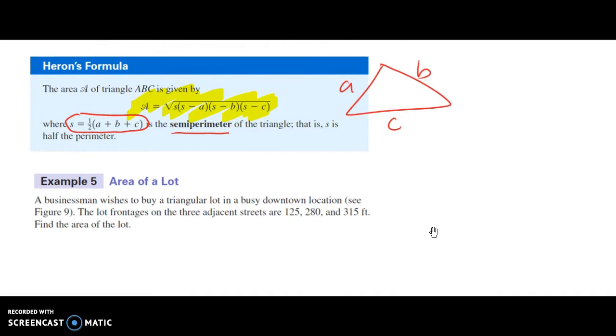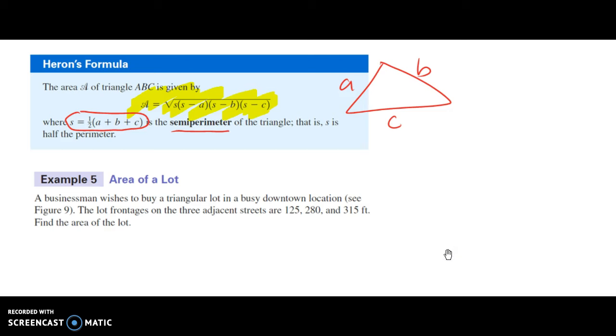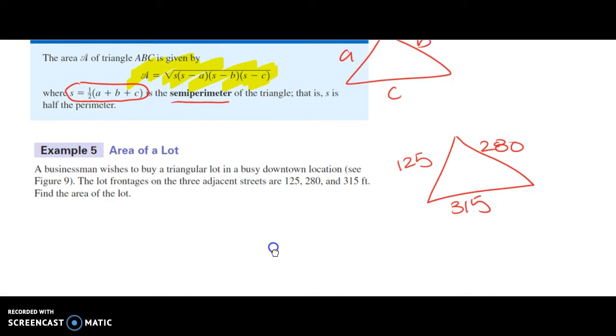A businessman wishes to buy a triangular lot, because who doesn't, right? In a busy downtown location, the lot frontage on the 3 adjacent sides are given. I did not give you the picture because I wanted you to draw it. So it's some triangular lot. We don't really know what it looks like, but I can draw a picture just to help me out here. Okay, it says find the area of the lot.